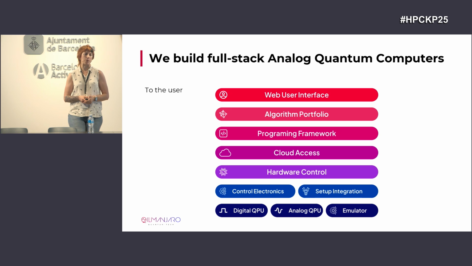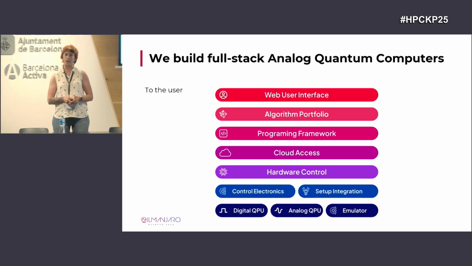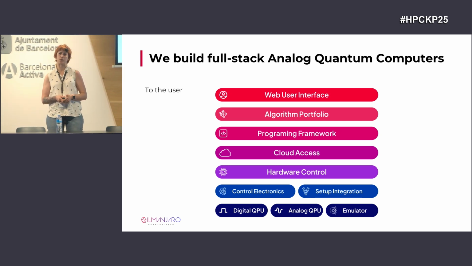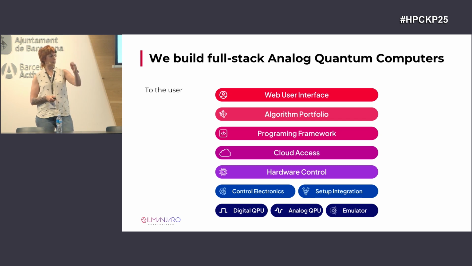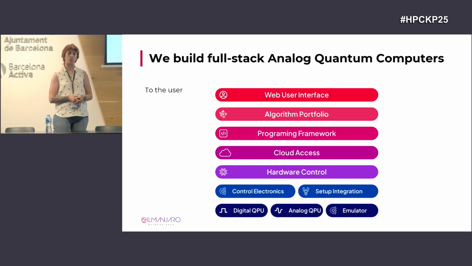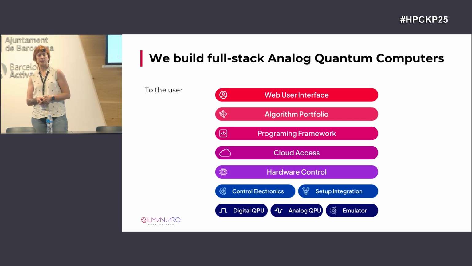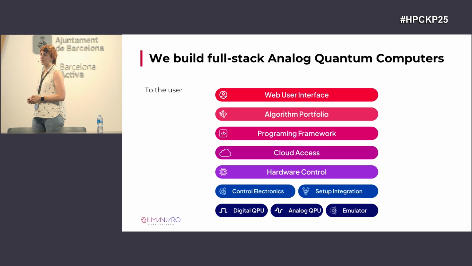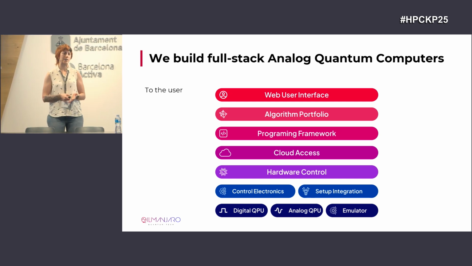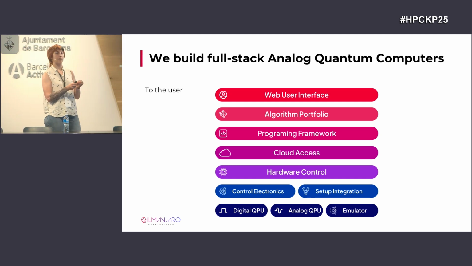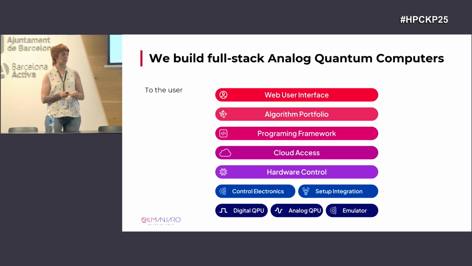Then we also have the programming framework to make the quantum computer work and also to understand the algorithms that the user sends. And just below that, we have what we call the cloud access. That is the piece of software that lets the user interact with a quantum computer. After that, we have the hardware control. It's a piece of hardware and software that translates the Python circuits or Python objects to real signals, pulses that are sent via the control electronics. That is these blue things here.